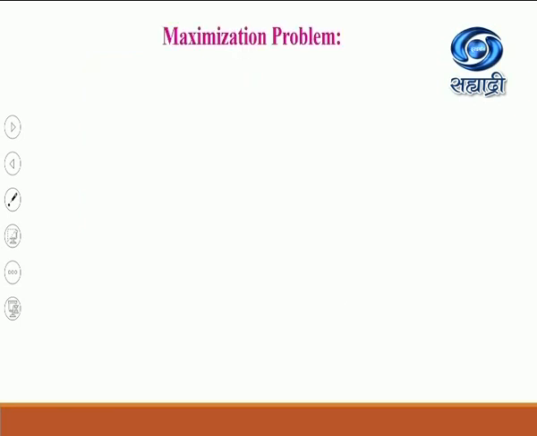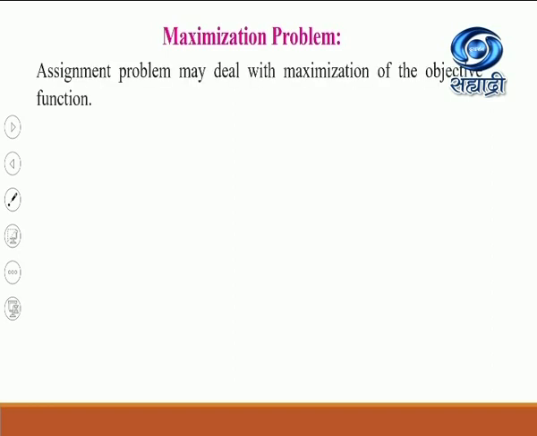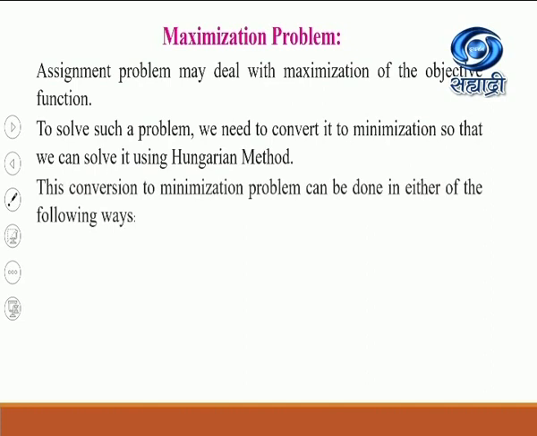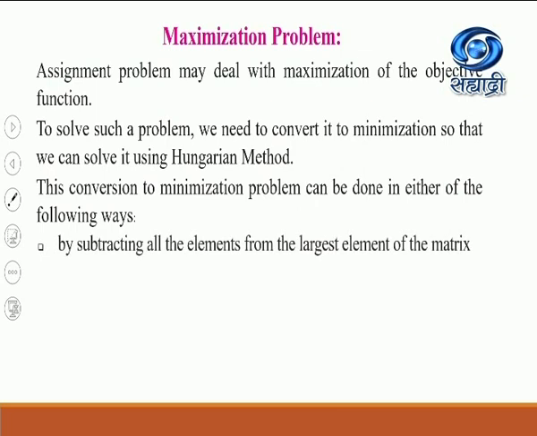Now we are going to see some special types of problems. First is the maximization problem. Assignment problem may deal with maximization of the objective function. To solve such a problem, we need to convert it to minimization so that we can solve it using Hungarian method. This conversion to a minimization problem can be done in either of the following ways: by subtracting all the elements from the largest element of the matrix, or by multiplying all the elements of the matrix by -1. So we usually use the first method.